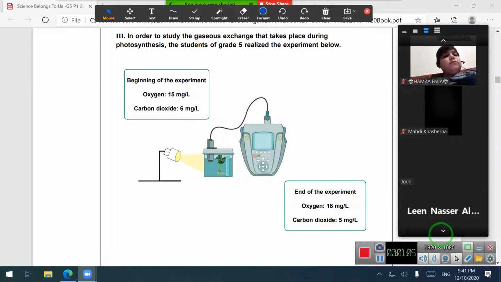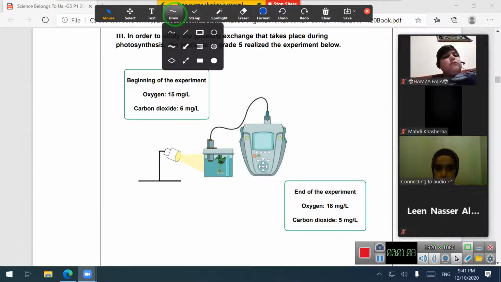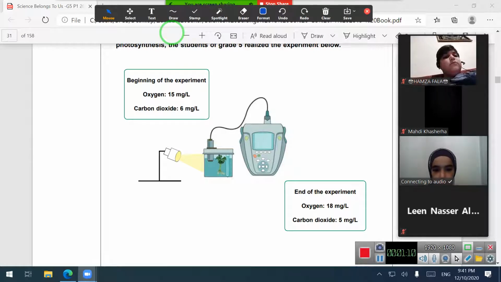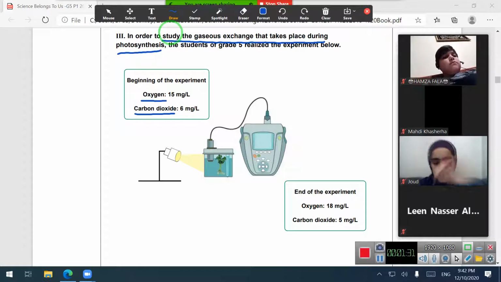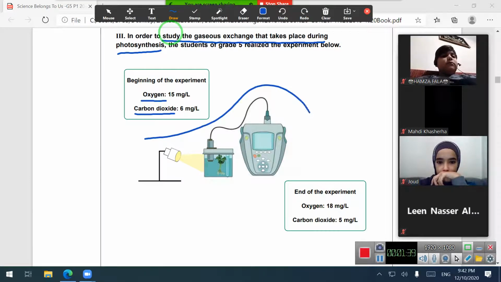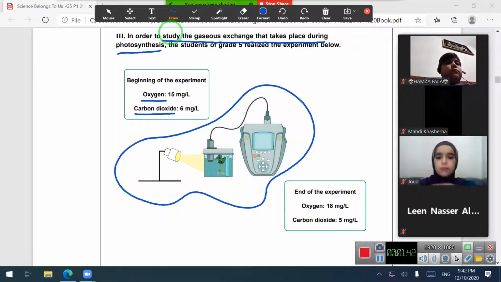asks you to observe the following document. In this experiment, we are going to study the gaseous exchange that takes place during photosynthesis. As we know, what gases are exchanged? Oxygen and carbon dioxide. Excellent. So in order to study the gases exchange, we use the setup below. This is called the setup experiment.